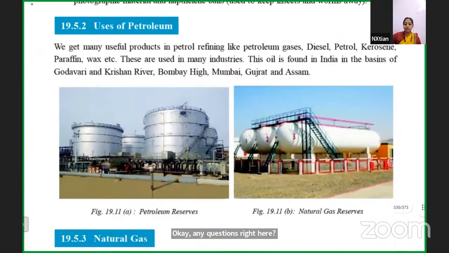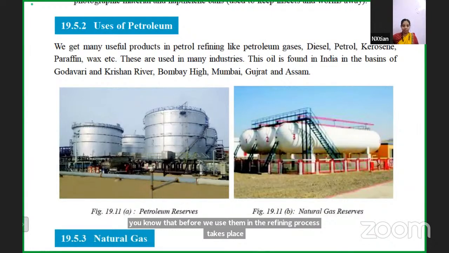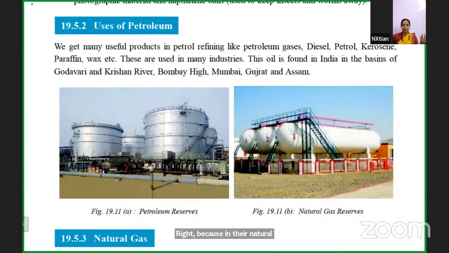Now we have another fossil fuel that is known as petroleum. Do you all know that before we use them, the refining process takes place? In their natural form, they are not exactly usable. We need to convert and refine that in such a form that it becomes usable, because in its most natural form we cannot directly use it. So refining of petroleum takes place, and purification of coal also takes place.